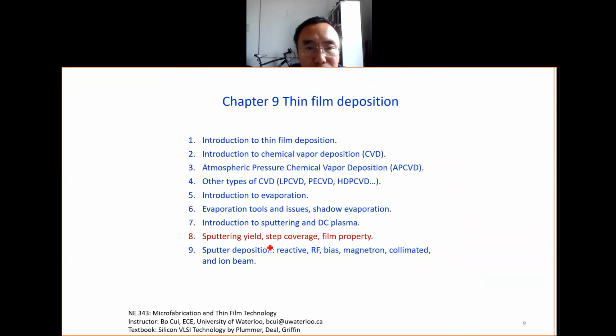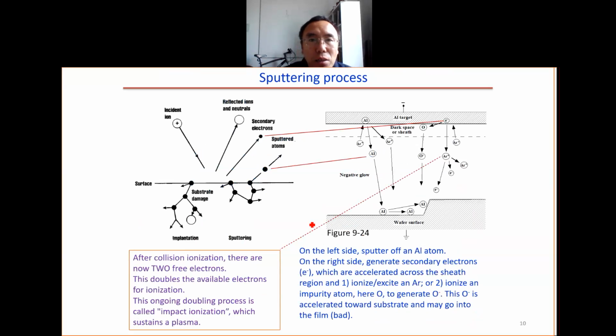So now we look at the sputter yield, step coverage, and the film property. So here is the sputter process. We have the incident argon ion. Some ions will be reflected, some will generate secondary electrons, and it can also sputter away the atoms. So this is what we want. The argon bombards the aluminum target to sputter away aluminum atoms, which get deposited on the wafer. In this case, the argon becomes neutral again.